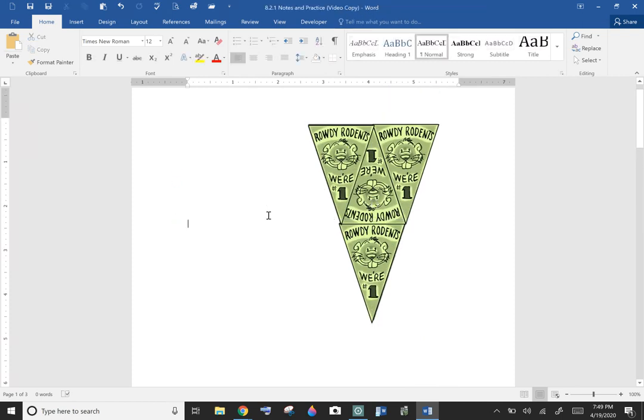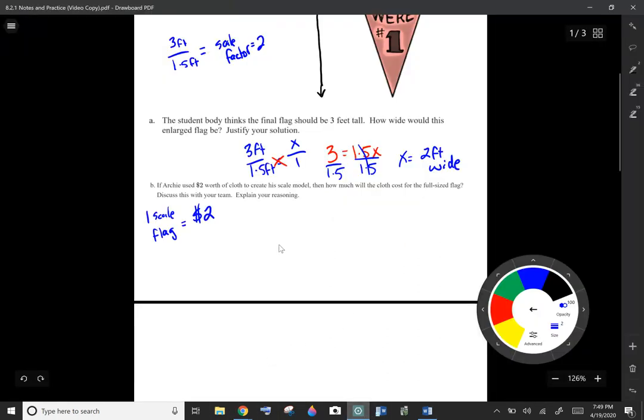So we've got 4 of these that fit inside. Since we know that there's 1, 2, 3, 4 flags, we know that we need 4 scale flags to make the final flag. So our cost is actually going to be that 4 times $2, which means that we're going to need $8 worth of cloth.